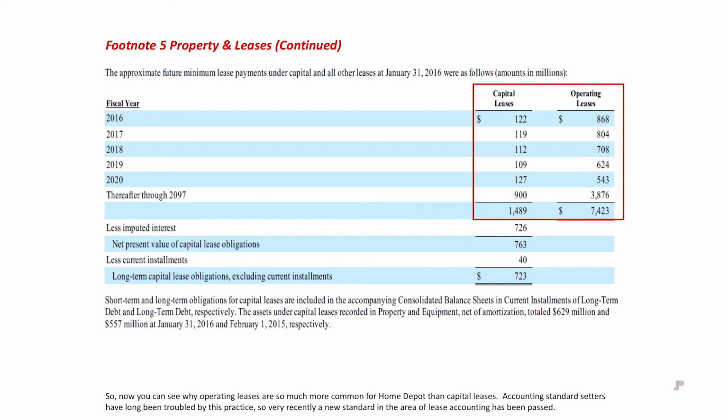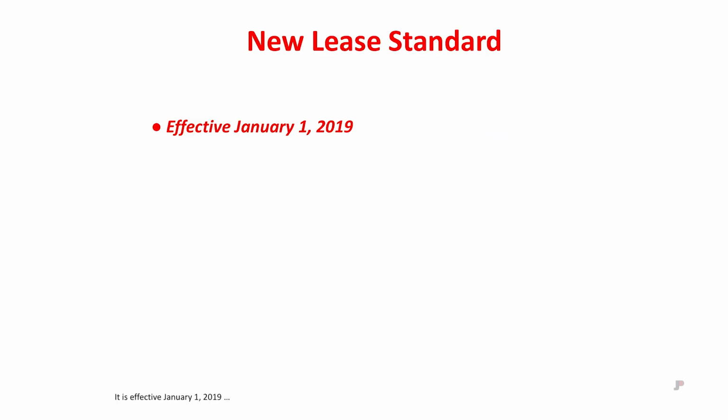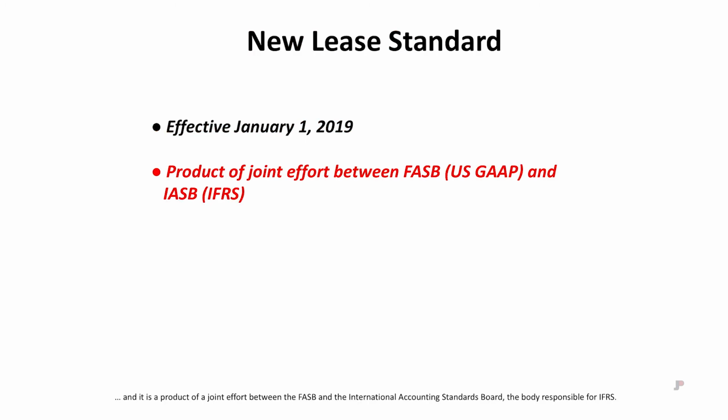Accounting standard setters have long been troubled by this practice. So very recently, a new standard in the area of lease accounting has been passed. It is effective January 1, 2019. And it is a product of a joint effort between the Financial Accounting Standards Board, FASB, and the International Accounting Standards Board, IASB, the body responsible for IFRS.